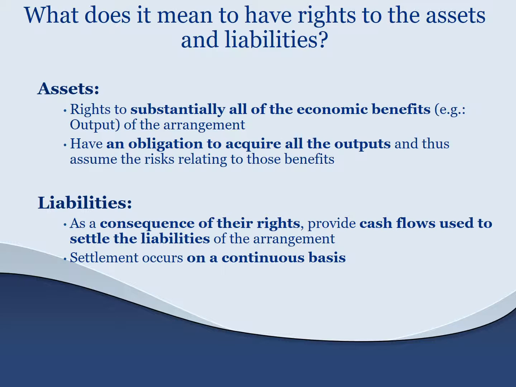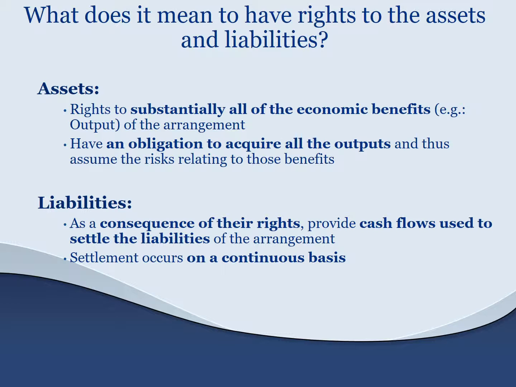A further matter that arose is what precisely does it mean to have rights to the assets and obligations of a joint arrangement, which is central to the idea of a joint operation. What exactly is meant by this phrase? So with respect to assets, it means that you have rights to substantially all of the economic benefits, such as the output of the arrangement, and have an obligation to acquire all of the outputs, and thus assume the risks relating to those benefits.